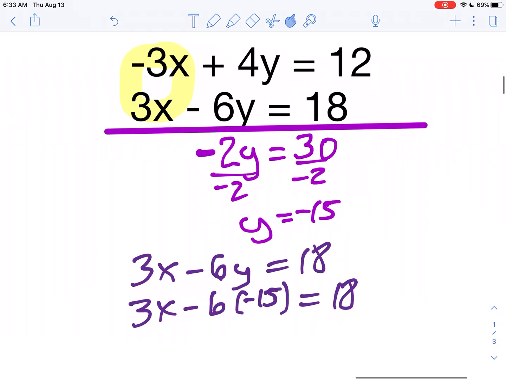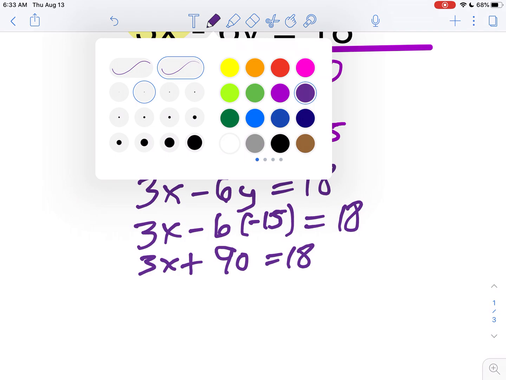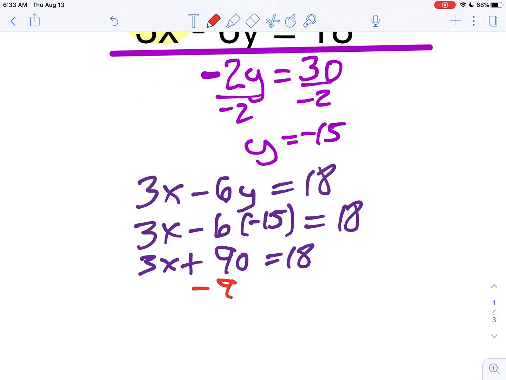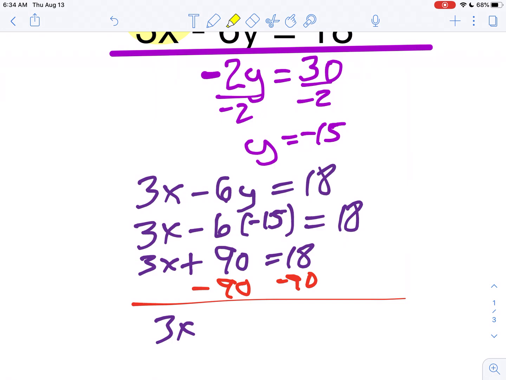A negative times a negative is positive, so I'm going to say 3x plus 6 times 15 is 90 equals 18. Well, let's subtract 90 from both sides. Three x, notice my 90s cancel, 90 minus 90 is 0, equals negative, let me see, 90 minus 18 should be 72, right? 10 minus 8 is 2, yep, negative 72.